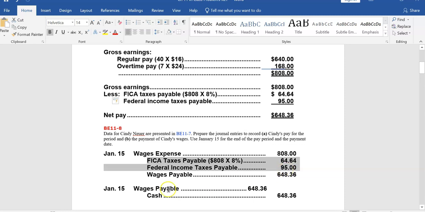Then when that is actually paid out to her, essentially all we will need to record on the company's general ledger, or in the general journal with eventual posting to the general ledger, will be payment of that liability. We will debit wages payable and credit cash.